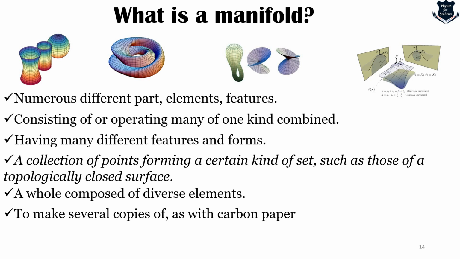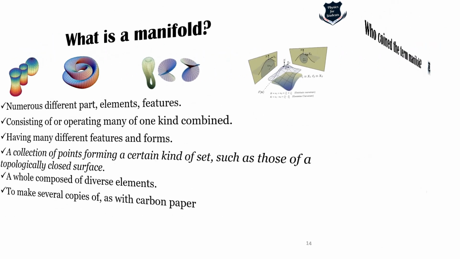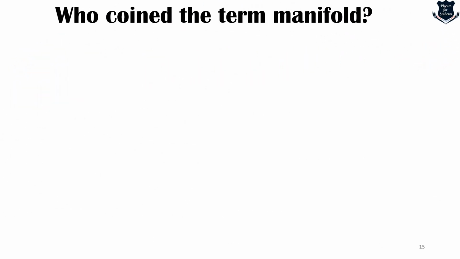It can also be called a collection of points forming a certain kind of set, such as those of a topologically closed surface, and so on. So these are the definitions of what is basically meant by manifold. You can think of it as having different forms and features, and a collection of points composed of diverse elements. Soon we will go more into it, but first, most importantly, we need to find out who really coined the term manifold.